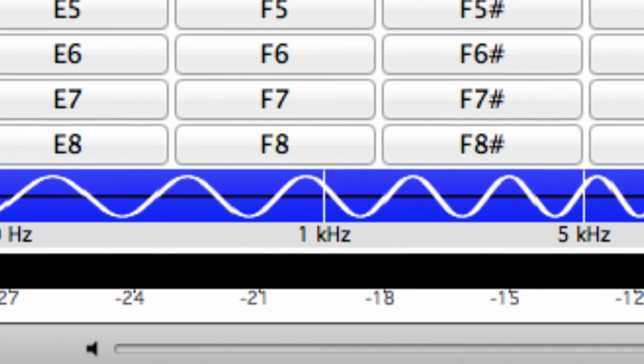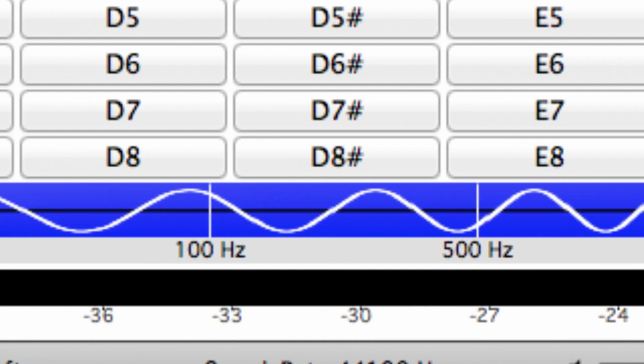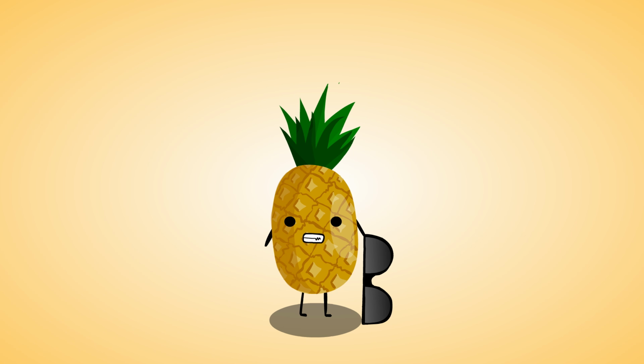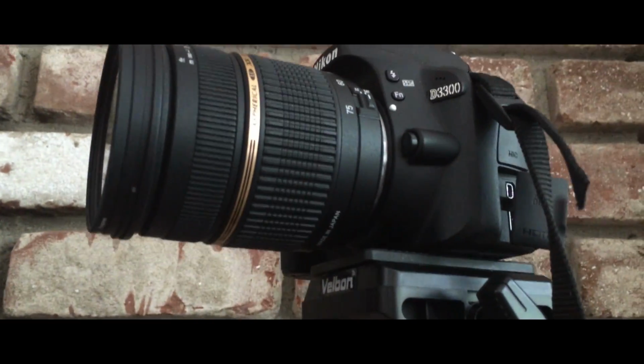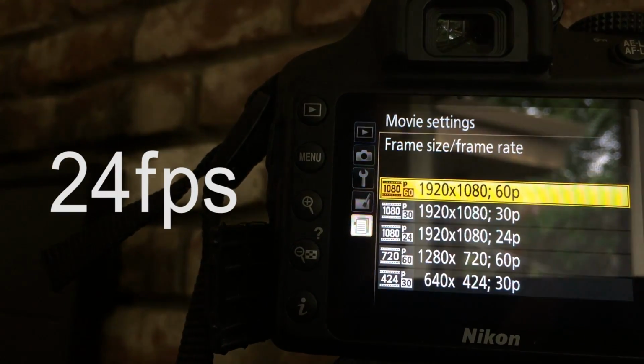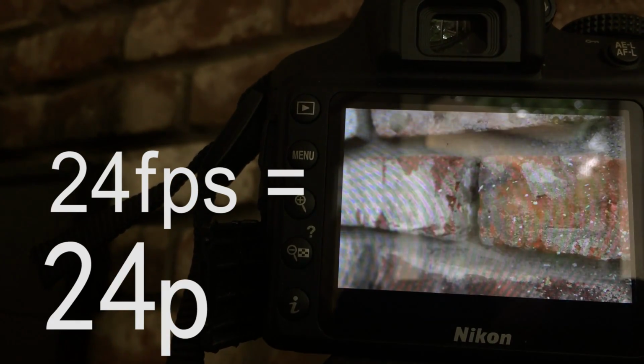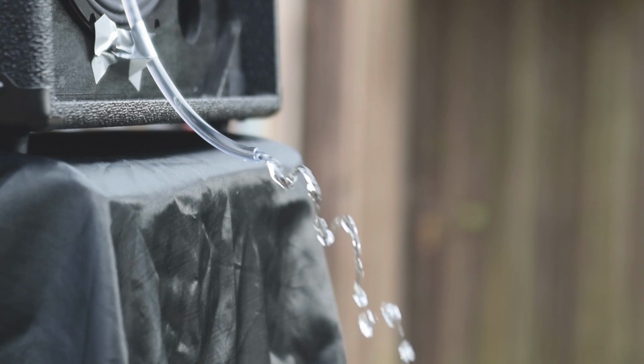That was a tone of 1000 hertz, which means that 1000 waves pass by every second. For this experiment, the tone must be played at 24 hertz, which is extremely low sounding. The very last step to making this experiment work is to film it, and to film it at 24 frames per second, or in other words, at 24p, meaning the camera will be taking 24 pictures every single second. The result of this is what you saw at the beginning.